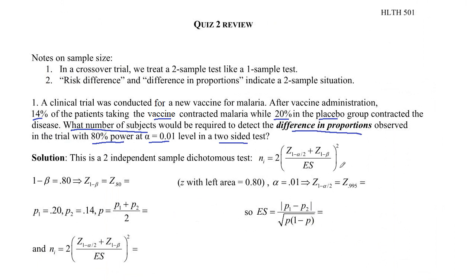So I went ahead and brought that formula in here and down here. And we need Z1 minus alpha over 2 and Z1 minus beta and the effect size. So our alpha is 0.01, and then our beta is 20%. The power is 1 minus beta, remember. So 1 minus beta is 0.80. So Z1 minus beta is Z0.80. And remember that 0.80, that is the left area. So we want the Z value that has 80% to the left.